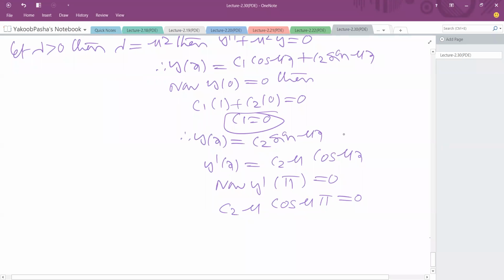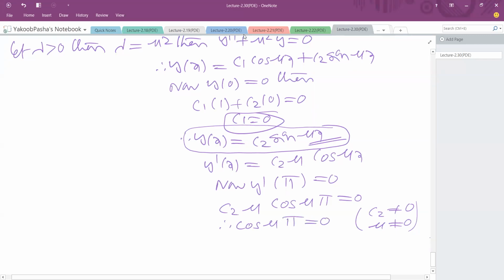Already the solution is in the form y of x equal to C2 sin mu x. This is a non-trivial solution. Non-trivial means C2 is never 0. If mu is equal to 0, what happens? Sin 0 is also 0, so we get a trivial solution. So mu is also not equal to 0. Therefore cos mu pi is equal to 0.